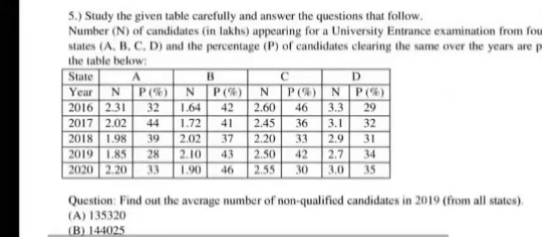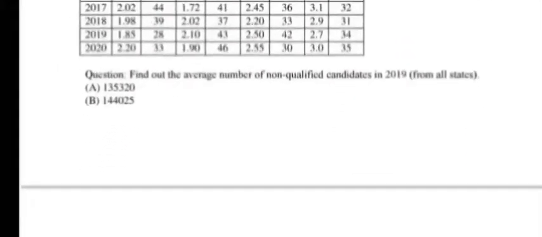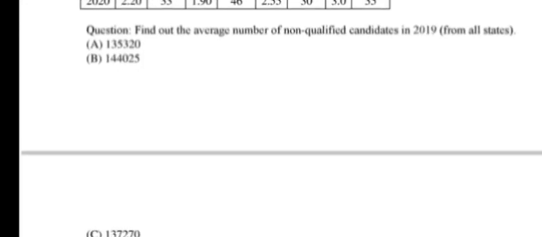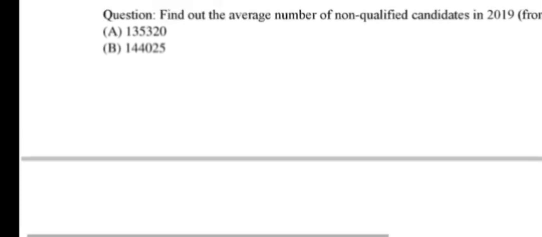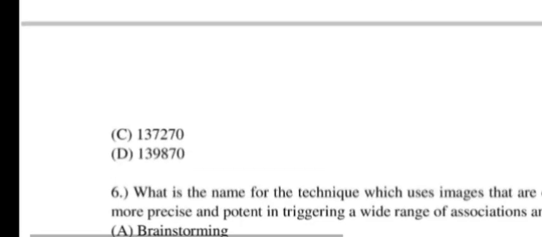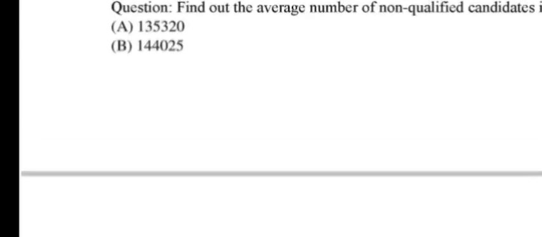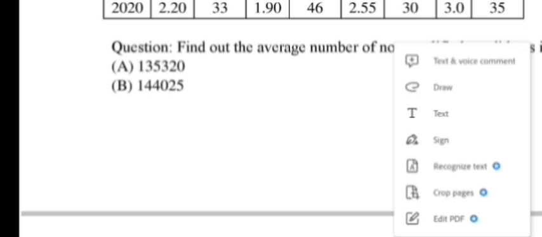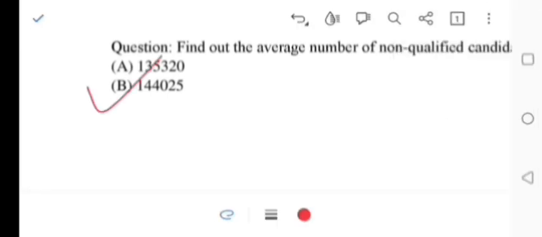Moving on to question number 5. Find out the average number of non-qualified candidates in 2019 from all states. These are the options for you: 1353220, 144025, 137270, 139870. The correct option will be 144025.